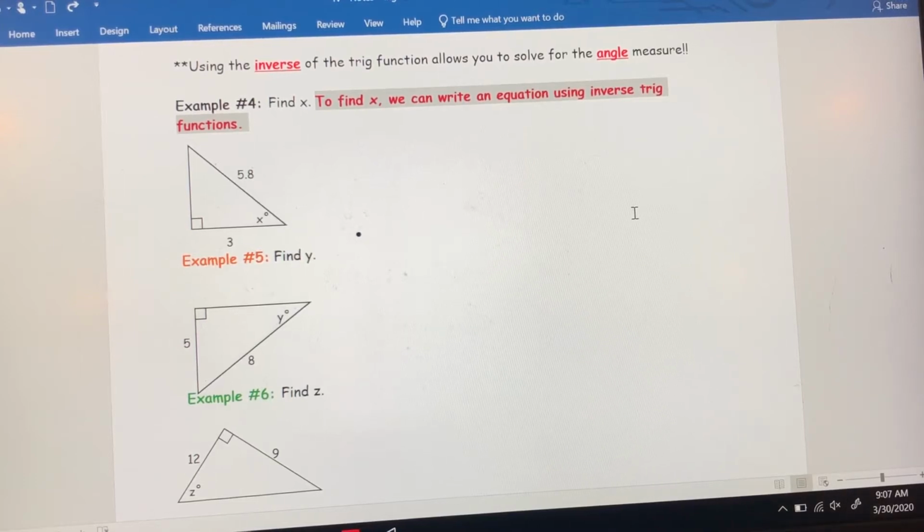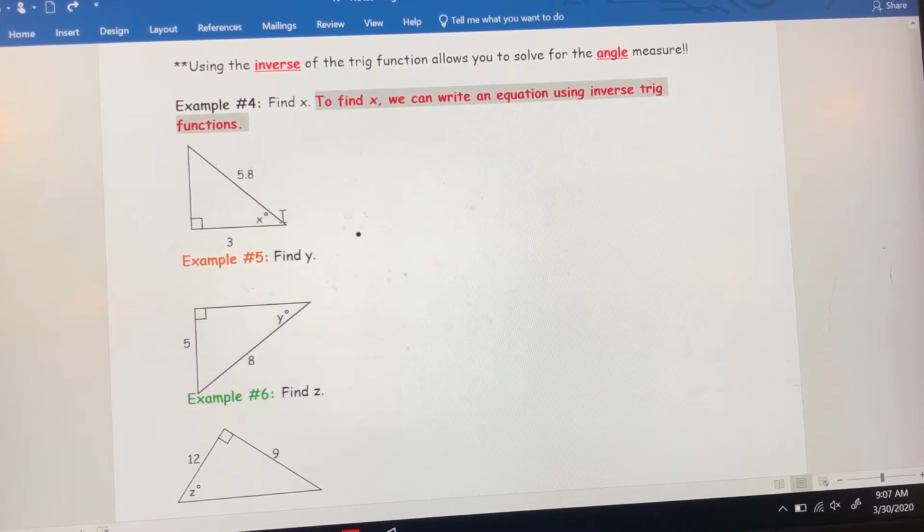Right, in this video we're going to be using inverse trig functions because we're going to be looking for angle measure. If you'll notice, in each of the three examples we're looking for an angle. Here it's angle X, here it's angle Y, here it's angle Z. We're going to use trig functions, sine, cosine, and tangent, to write an equation, and then there's a new thing to use called the inverse of that trig function in order to find or calculate the angle measure.